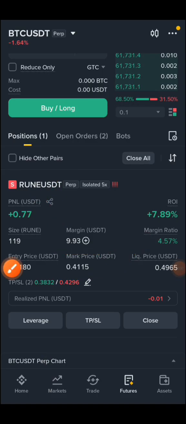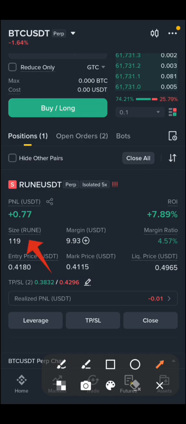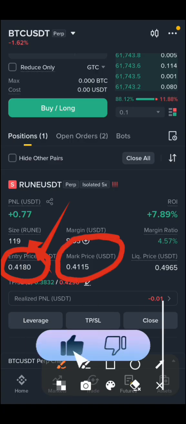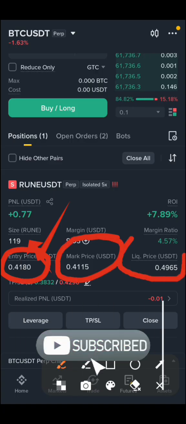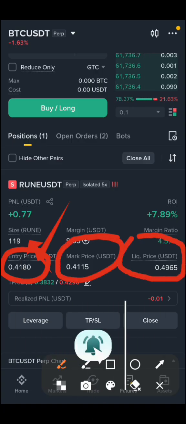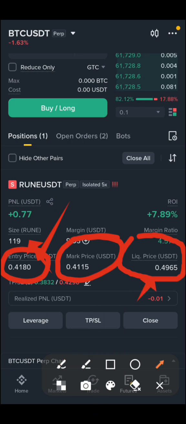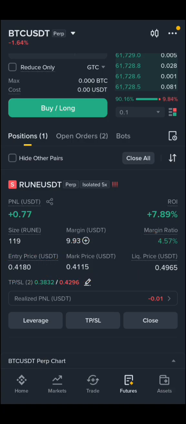Now you can take a look right here. This is the size of this coin I bought, and the entry price was 0.148180, and the market price currently is this, and this is the price where I'll be liquidated in case this coin moves up to 0.4965. I will get liquidated.